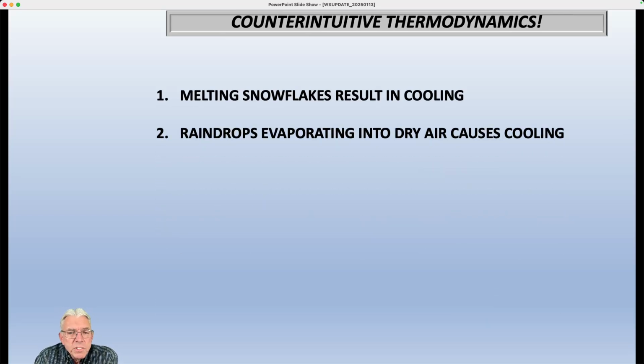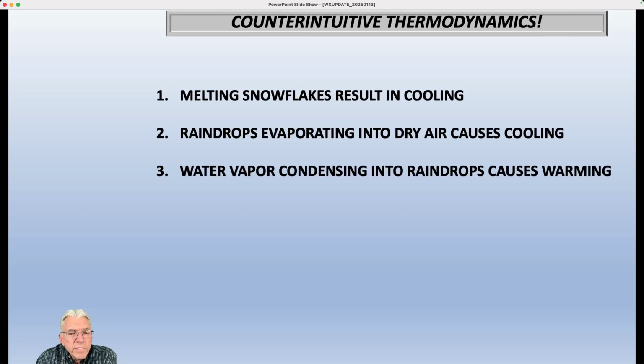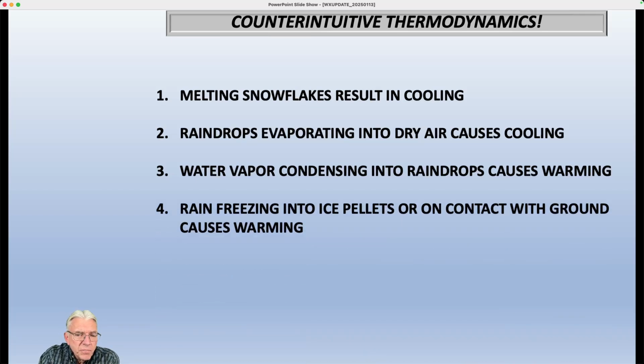Now, raindrops evaporating into dry air cause cooling, and we've already talked about an example of that with a thunderstorm. Water vapor condensing into raindrops causes warming. So at whatever level the condensation is occurring, the air temperature will actually go up as a result of that process. And finally, rain freezing into ice pellets, or sleet if you will, or on contact with the ground causes warming.